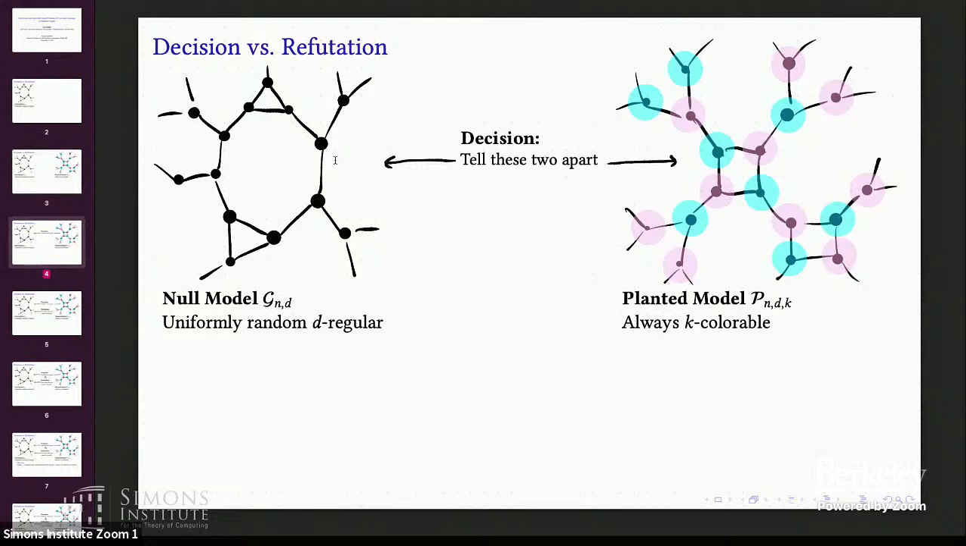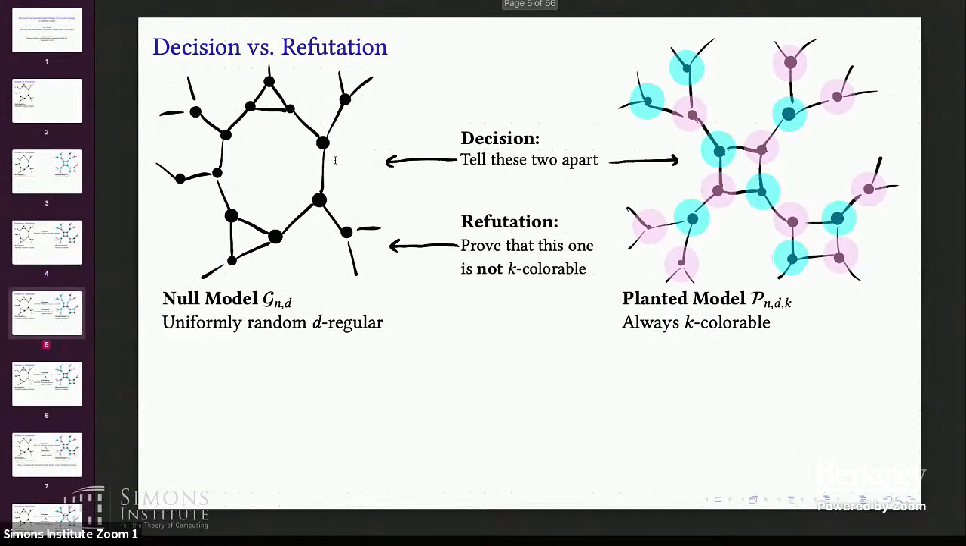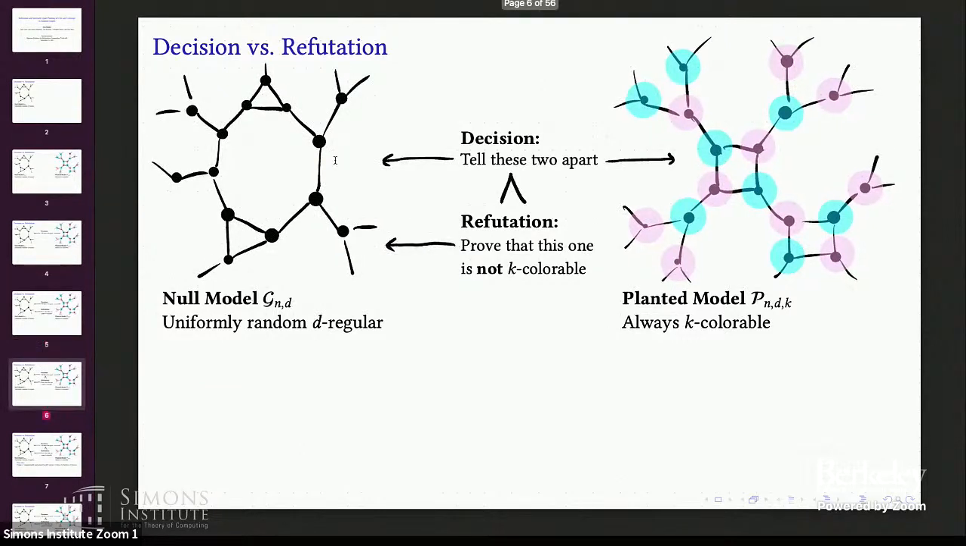One is decision, telling them apart, and the other is refutation, which doesn't care about the planted model at all and is just trying to prove that the null model is not k-colorable. As we've heard a lot already this week, these problems are quite related. In particular, if I have an algorithm that can refute the existence of k-colorings, it also gives me a decision algorithm that works to distinguish the null model from actually any planted model I could care to choose, so long as we're in a regime where the null model is not k-colorable with high probability.